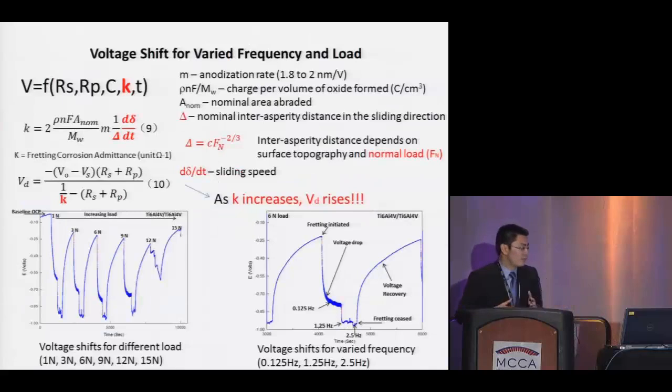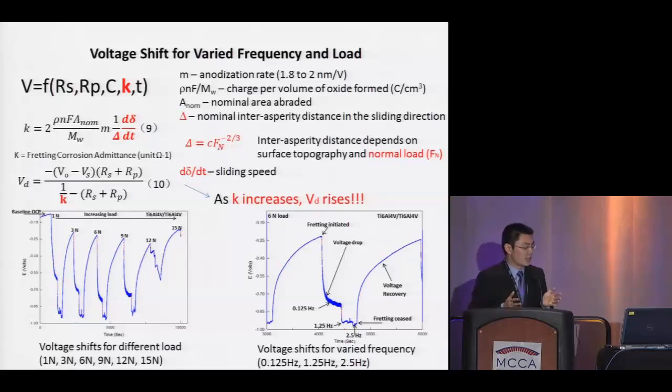For test 2, we choose frequency and load as variables. From our theory, we can see that the voltage is a function of K, which is the fretting corrosion admittance we have talked about before. So if we change the fretting load and fretting frequency, we are actually changing K.